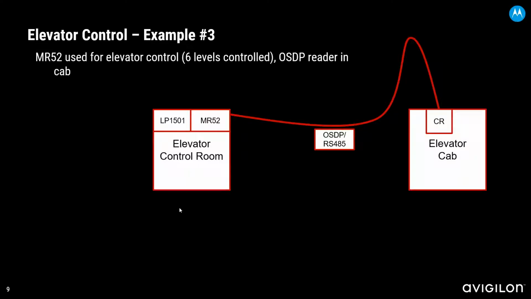Okay, so example 3, similar to example 2, is a single elevator cab. We're using an MR52. There's only 6 levels to be controlled. And even though we're within weakened wiring distances, we've chosen to use the newer OSDP style reader. Again, I think this is a great option. Francisco made this point on Monday, and I would recommend doing this as well.